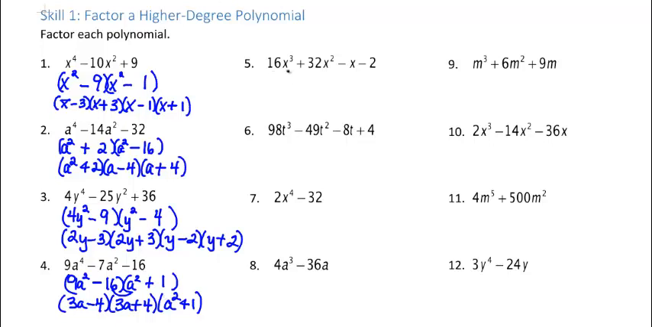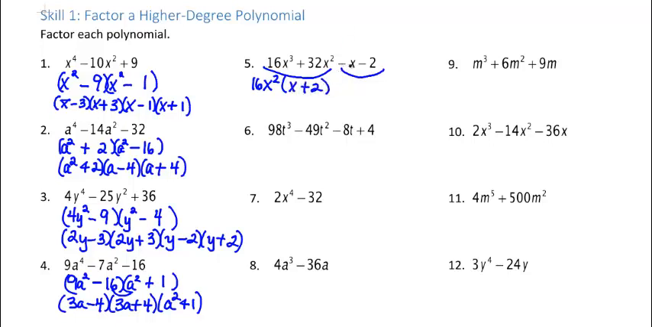Number 5 is 16x cubed plus 32x squared minus x minus 2. This has 4 terms, so we want to try grouping. If we pair together the first two and the last two, between 16x cubed and 32x squared, notice there's a 16x squared in common. Dividing each term by that common factor leaves us x plus 2.